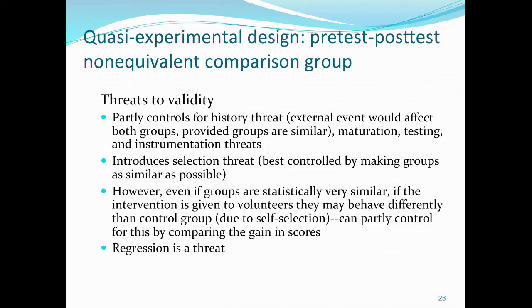However, I think one very important point is that even if groups are statistically very similar, mean ages and social backgrounds and so on, they may still be different in ways that we can't measure. A great example is volunteers. So if one group, the intervention group, actually volunteered to be in the program and the comparison group looks exactly the same demographically as the intervention group but didn't volunteer to be in the program, I think you can all imagine that the volunteers would be different.